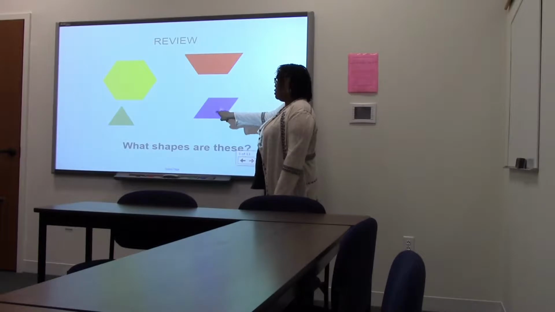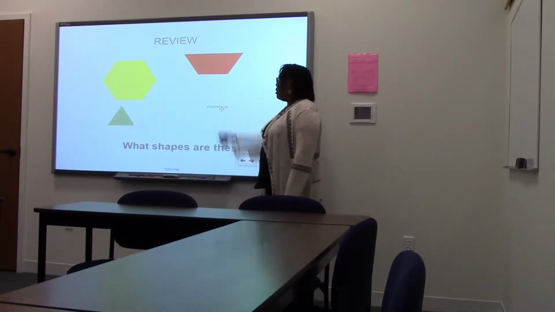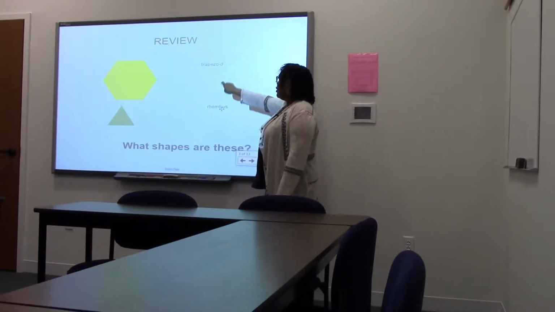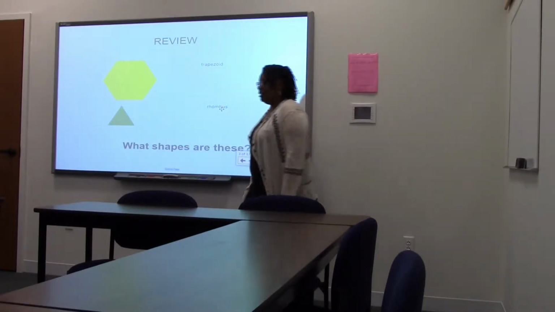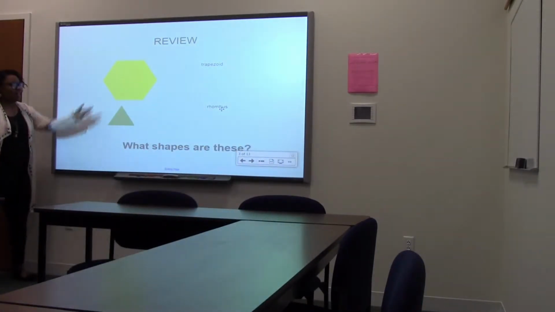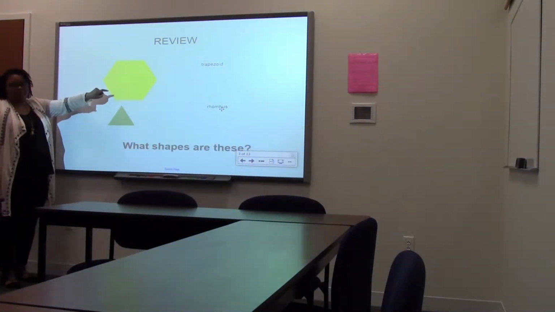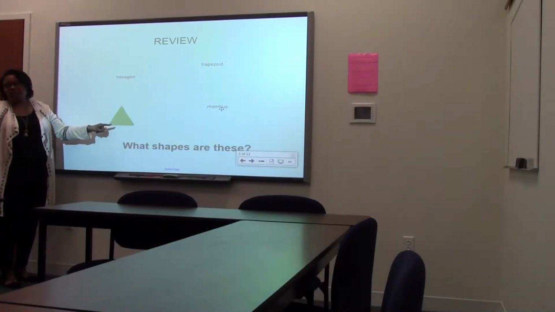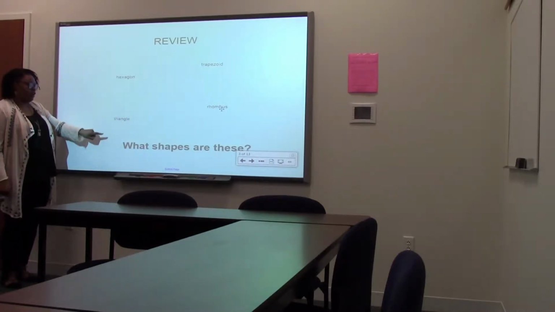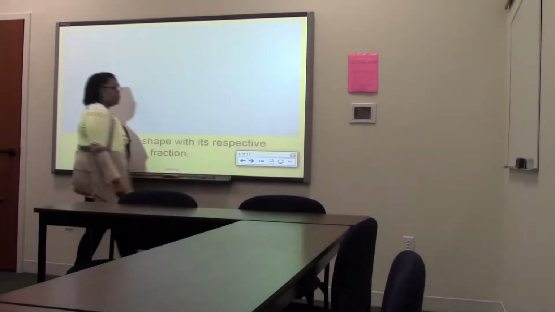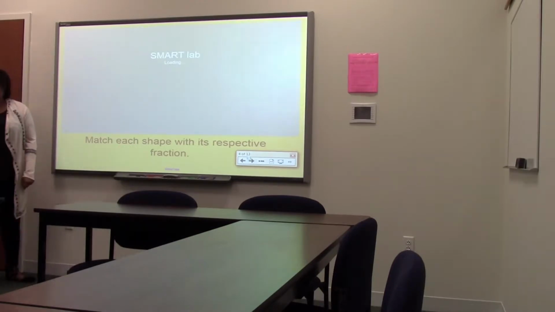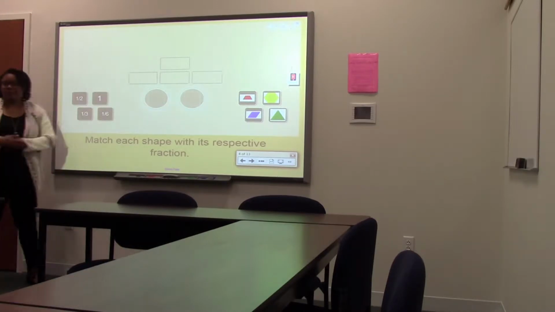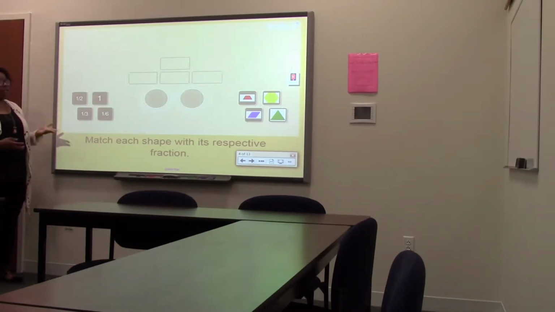Rhombus. A rhombus. Great. Second one, this one would be? Trapezoid. Great. Now, walking over here, the yellow would be what shape? Hexagon. Hexagon, correct. And then last but not least, the green shape: triangle. Great. So now that you remember what all the different shapes are, I'm going to invite one of you to come up to the board to match the fraction with the shape. This is a review of what we learned last week.